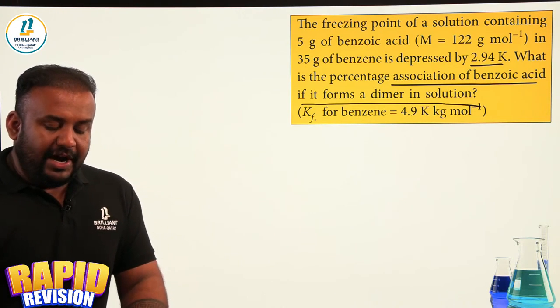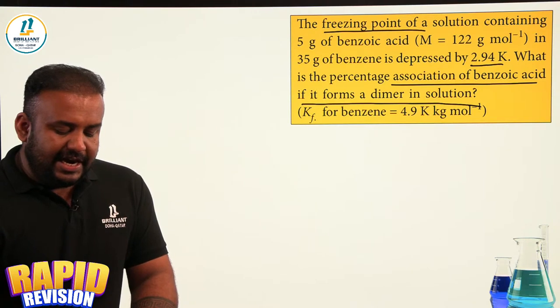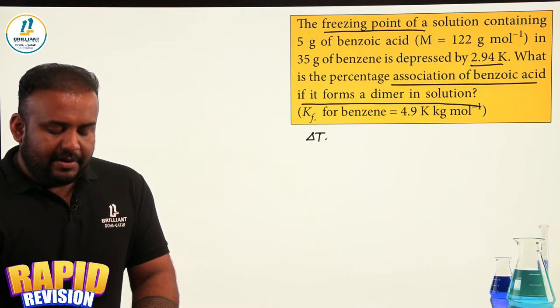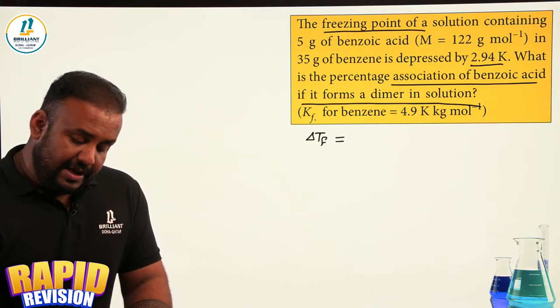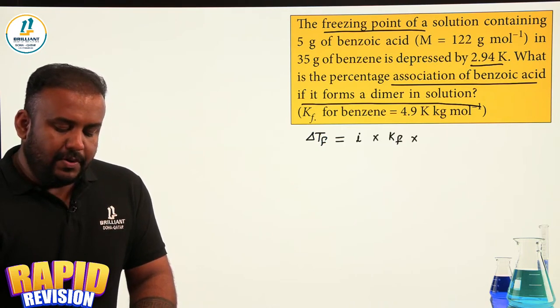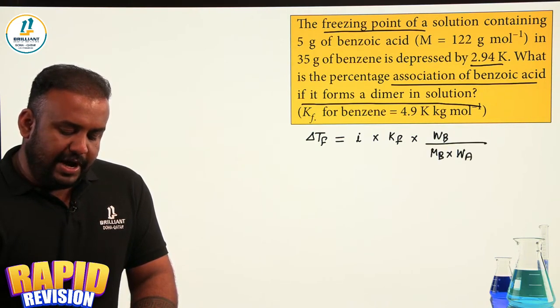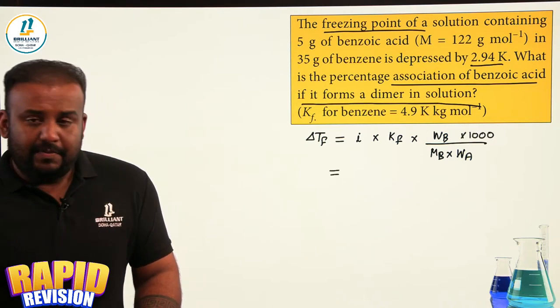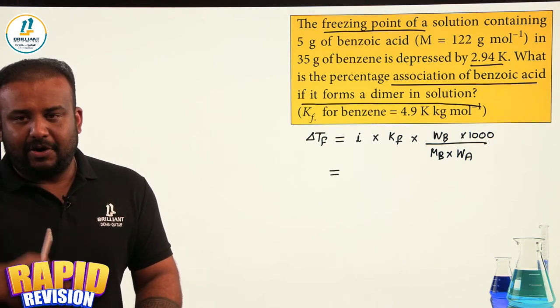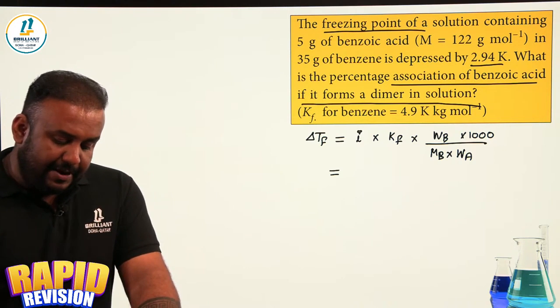Here, the only difference is that you are using another colligative property. What is that? Delta Tf. Delta Tf is going to be i into Kf into WB by MB into WA into 1000. Now, please do write the given and all those steps, okay? Since time is limited, that's why I'm skipping that.